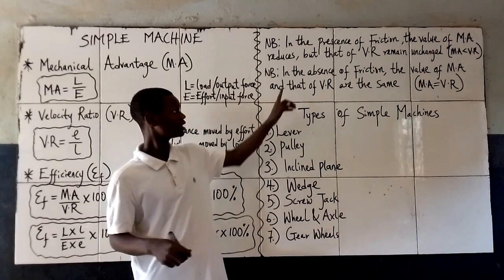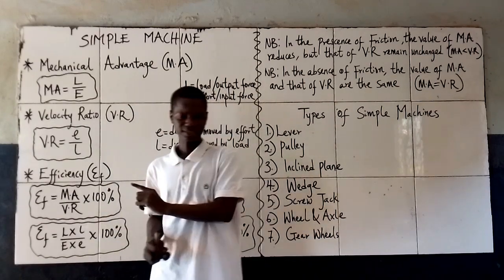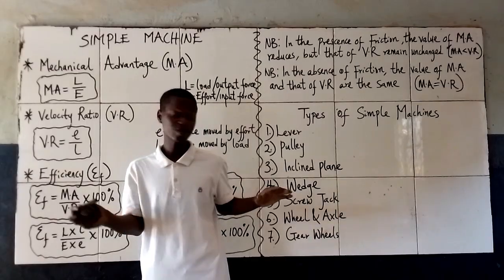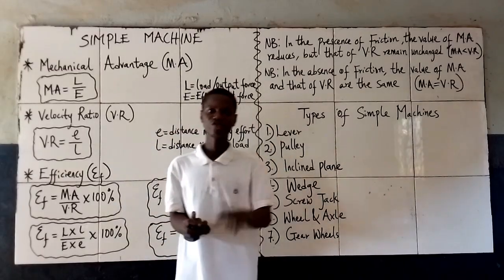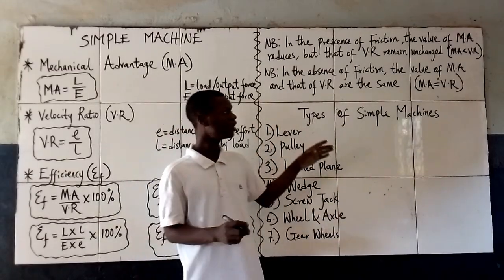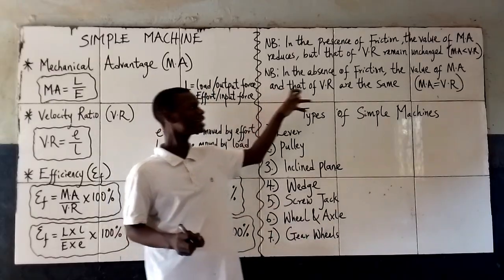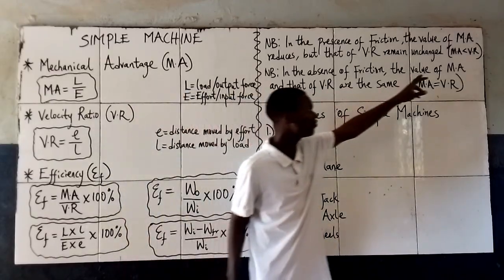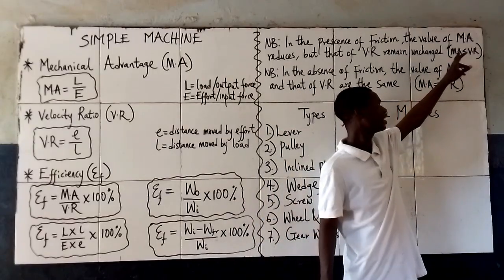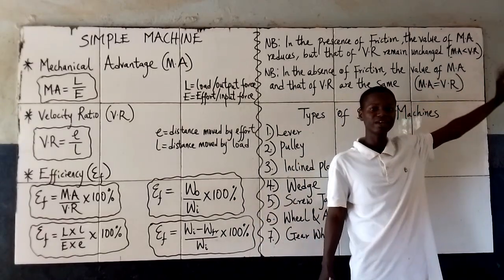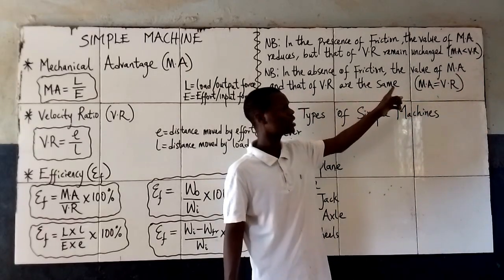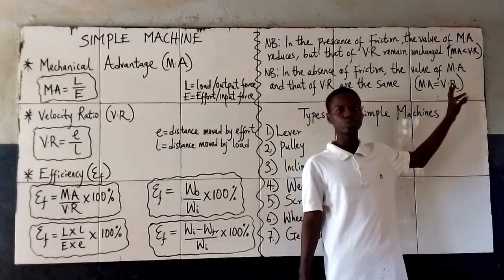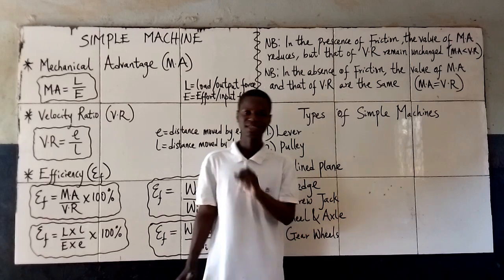Is that clear? Now the next point is that in the absence of friction, and this is typical in an ideal situation where everything is perfect, the value of MA and that of VR will be what? The same. So for the first scenario where friction is present, MA tends to be less than VR. For the second scenario where there is no friction, MA tends to be what? Equal to VR. I hope that is clear, guys.